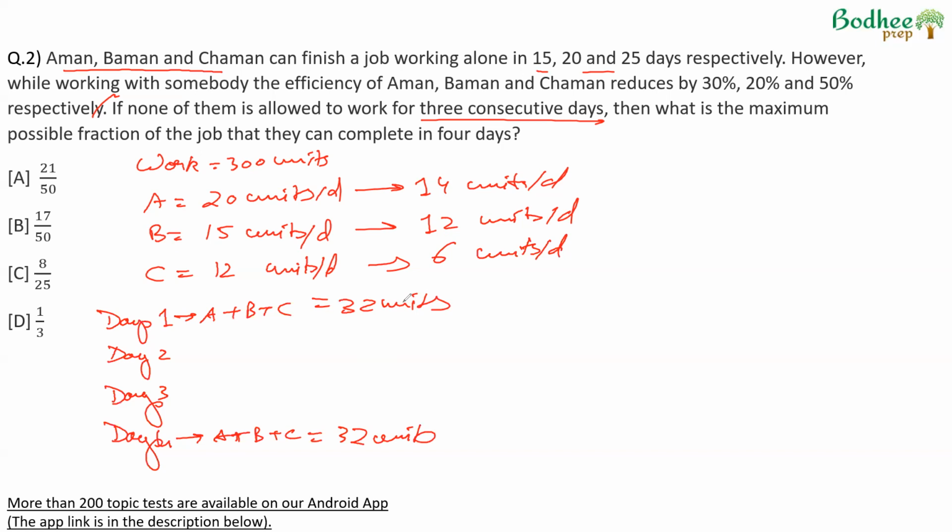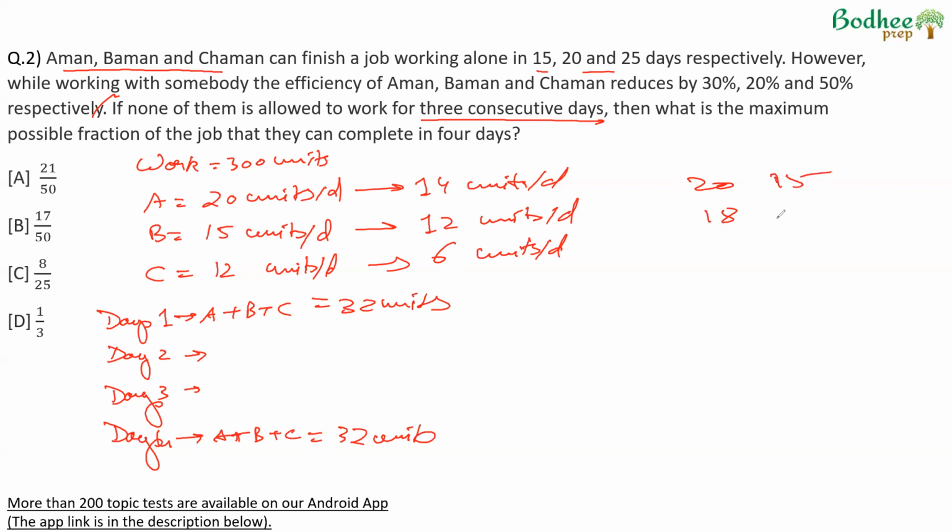Next, what we can do is, on one of the days, make one person work, and on the other day, make 2 people work, so that no one is working for more than 2 consecutive days. If we make A work alone, A will do 20 units, B and C together will do 18 units, 6 plus 12. If we make B work alone, B will do 15.